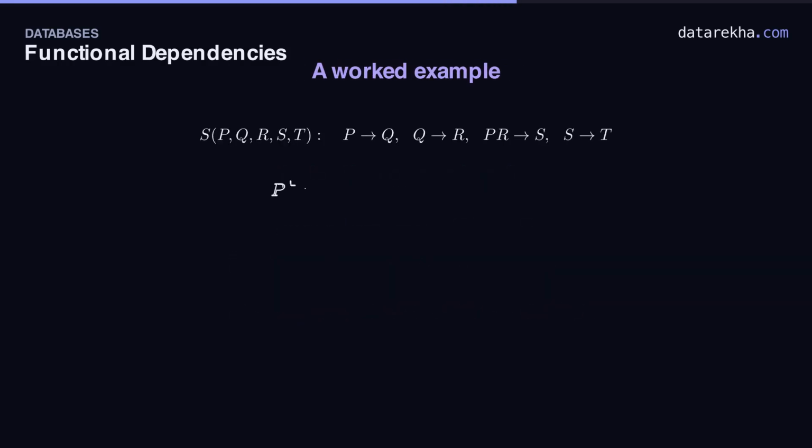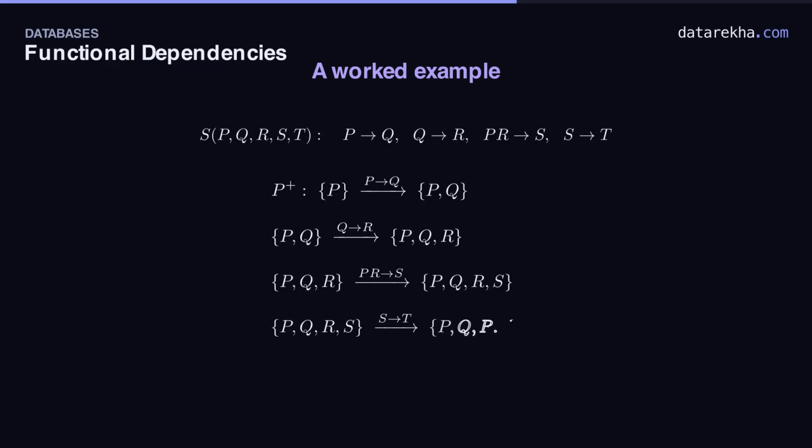Let's run one all the way through. 5 columns, P through T, 4 dependencies. First task, the closure of P. Seed with P. P gives Q, add Q. Q gives R, add R. Now P and R unlocks T... P and R gives S, so S joins. Finally, S gives T, and T comes in. Every rule chained into the next. So P plus is all 5 columns, which tells us P is a super key, determining everything on its own.